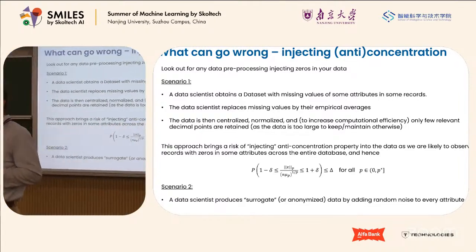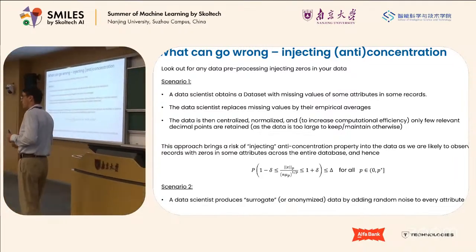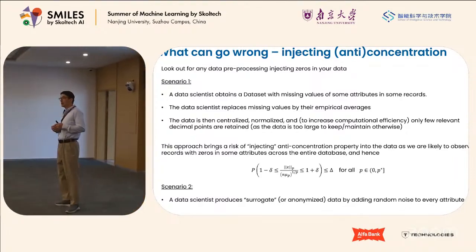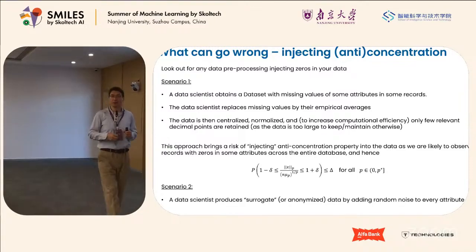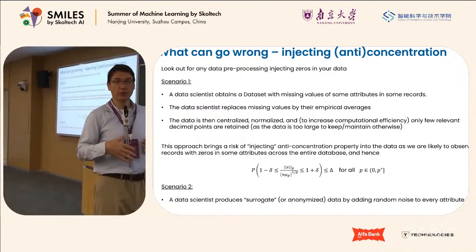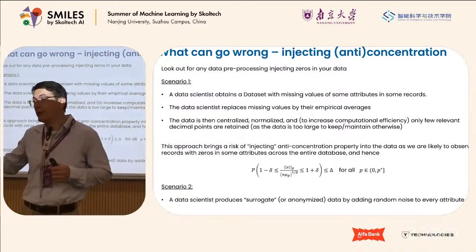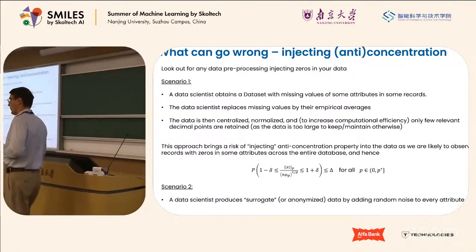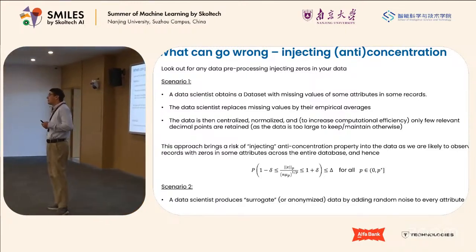But then what happens? We know that when you work with data, you have to normalize your data. You have to centralize and then normalize. You centralize your data, and guess what's going to happen? In those places where the attributes were missing, you have zeros, because you replaced them with the empirical average. And there you go, voila. Now you have a data set with some attributes taking zero values with a non-zero probability, and for this data set, anti-concentration happens.